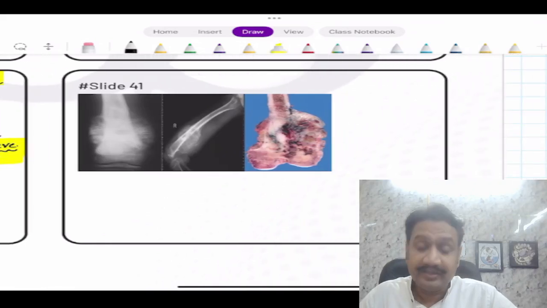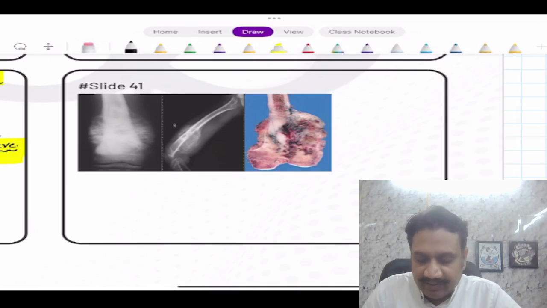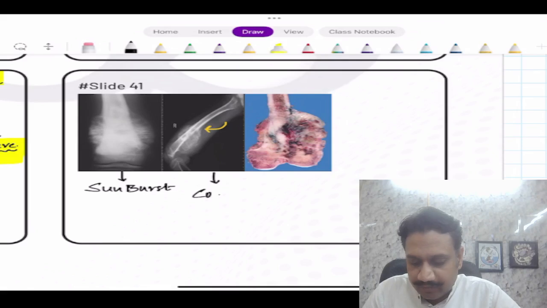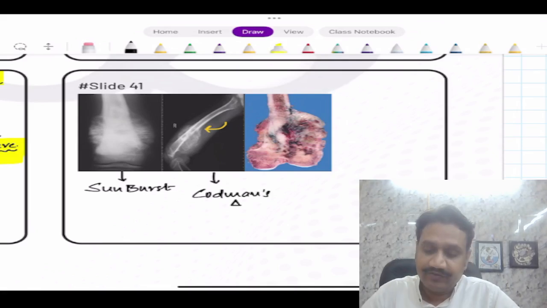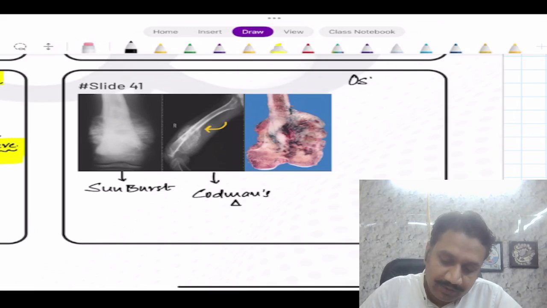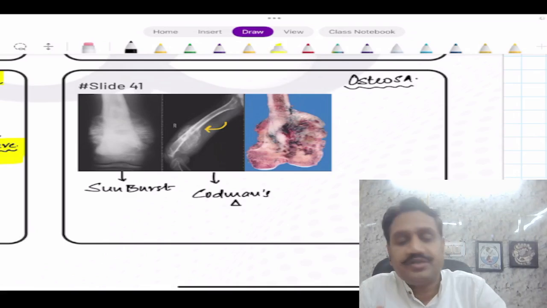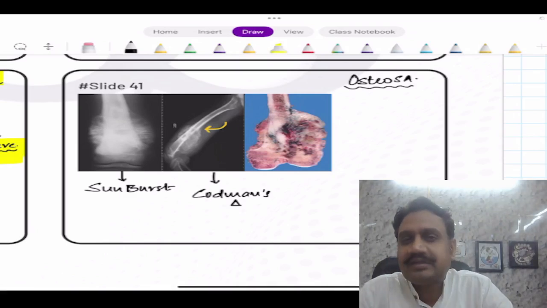Now, another one which has been a past MCQ of your FMG exam as well, where you see the rays of sun coming out of the surface like this, that is called the sunburst. And with the sunburst, you can see here that there is elevation of the periosteum. What do you call that? This one is called Codman's triangle. And what is the tumor in which we see that? It is osteosarcoma. And I remember one of the FMG exams, it was broadly in the year 2020 somewhere.